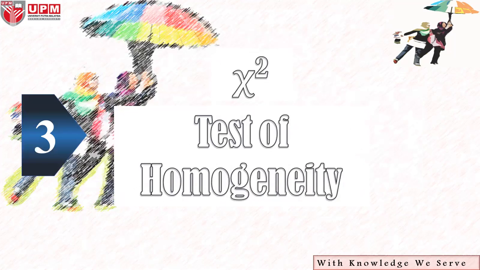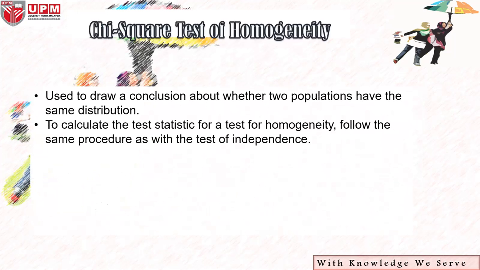Okay, one more, last. Chi-square test of homogeneity. We use this analysis to draw conclusions about whether two populations have the same distribution or not. We want to compare two data sets, to see whether the two populations share a similar distribution or not.